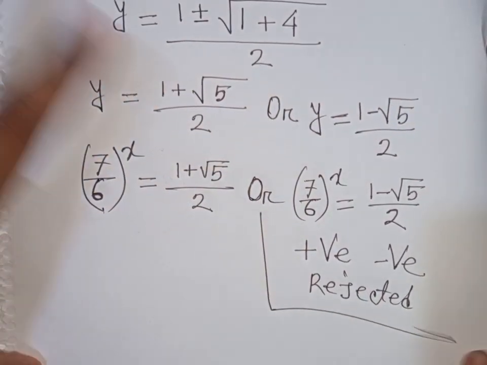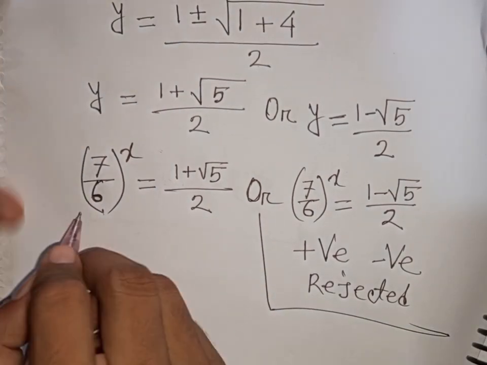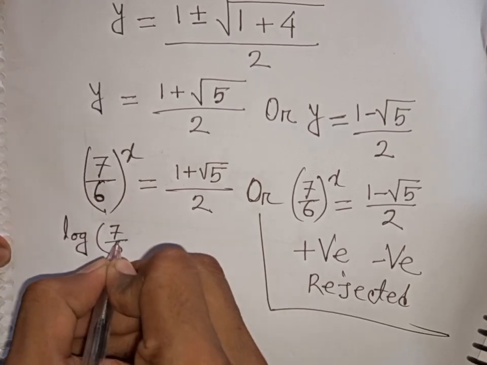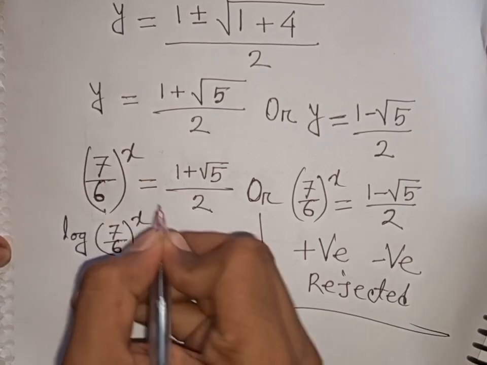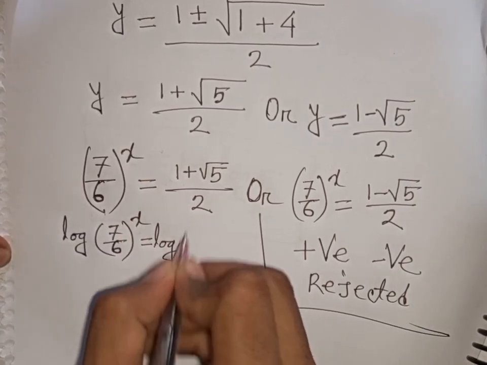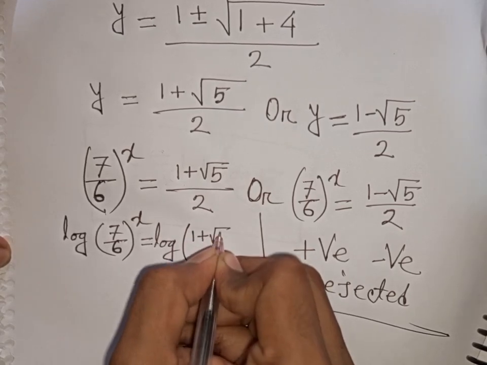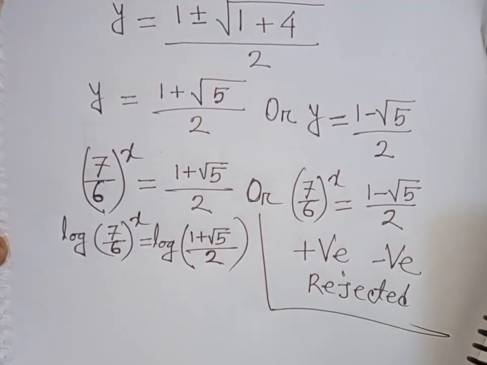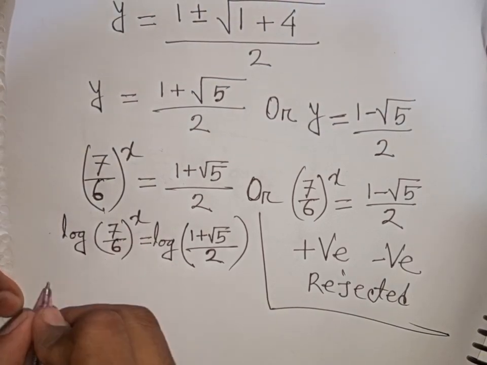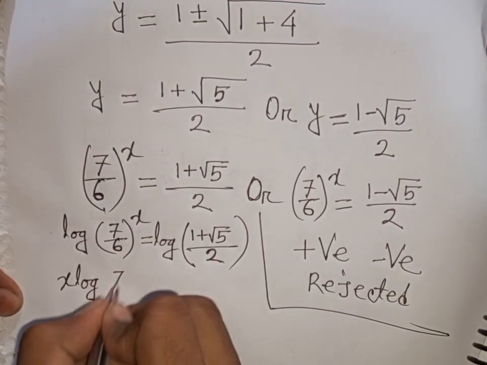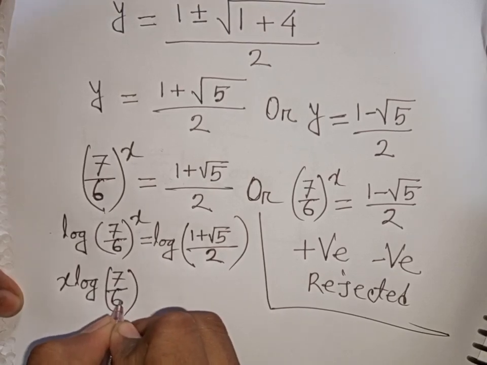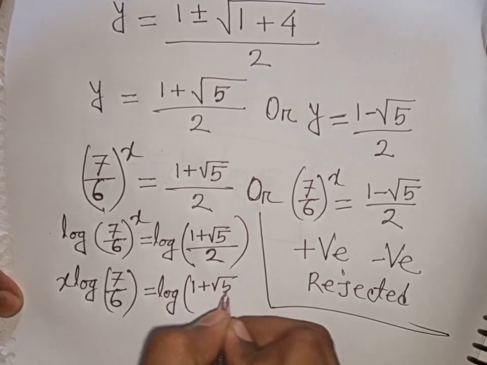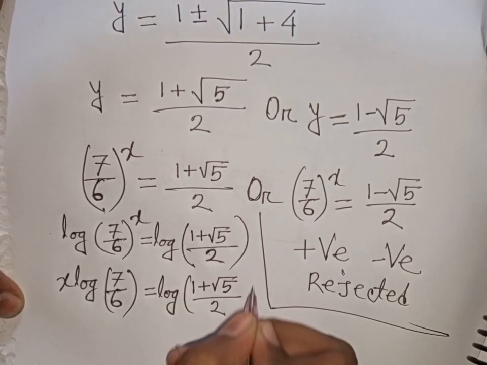Now from here, we take log on both sides. So you can write here log of 7 over 6 bracket power x is equal to log of 1 plus square root of 5 divided by 2. Now this power x will move to the front, so it will be x log 7 over 6 is equal to log of 1 plus square root of 5 divided by 2.